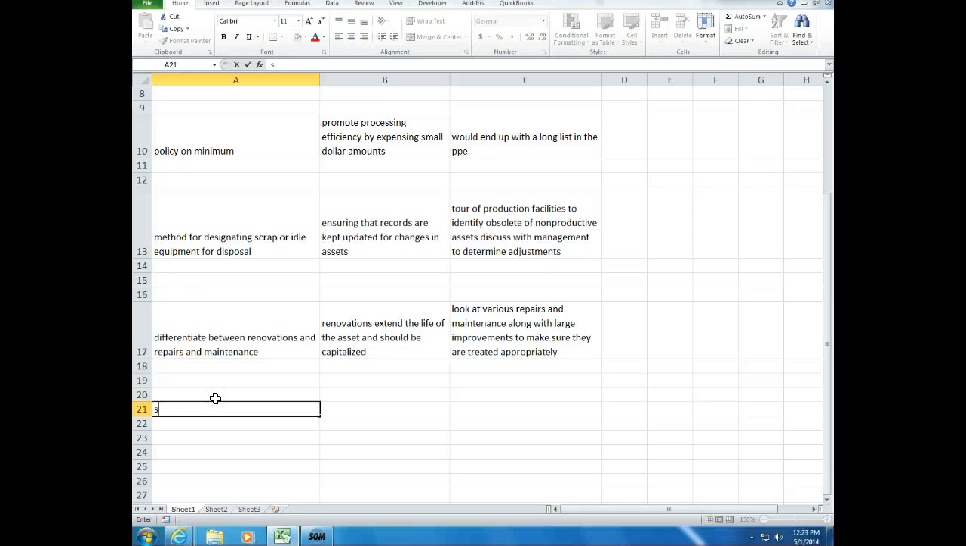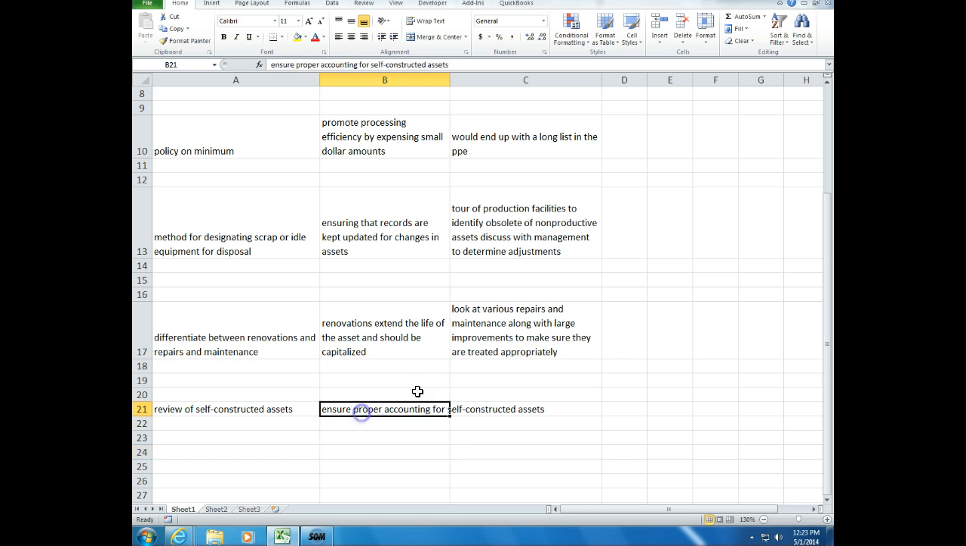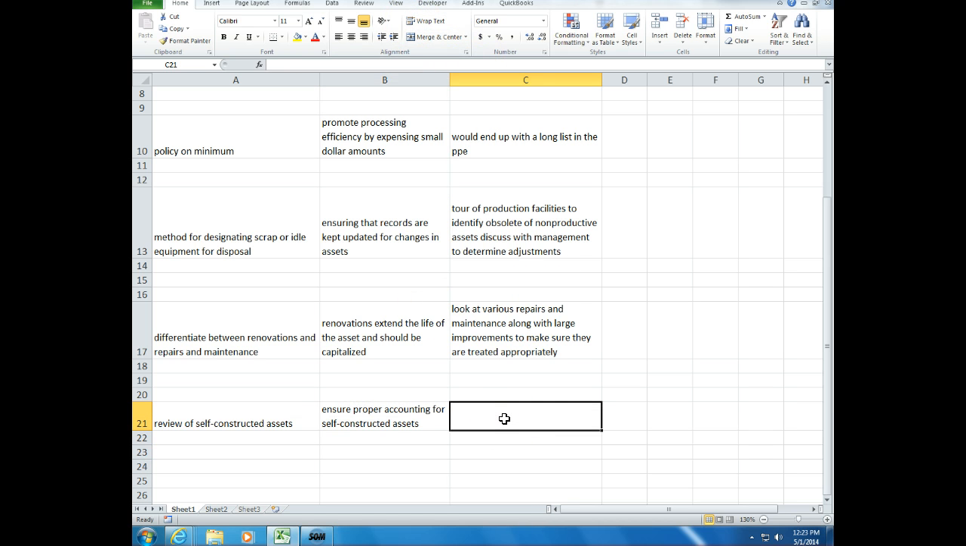So the procedure is the review of self-constructed assets, and we want to ensure proper accounting for self-constructed assets, right? And ultimately, if the internal controls are weak, what are we going to do then? Any self-constructed asset, we would perform a detailed review. So we make sure that they are including everything that needs to be added to that asset.